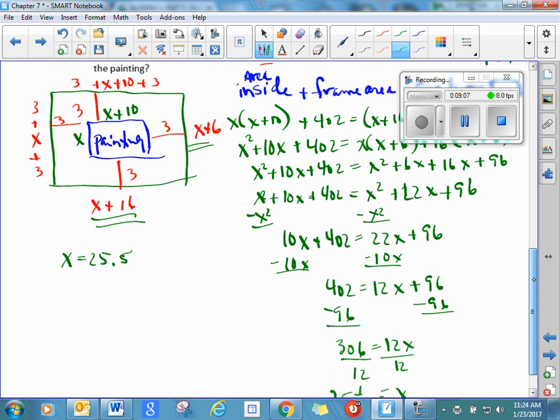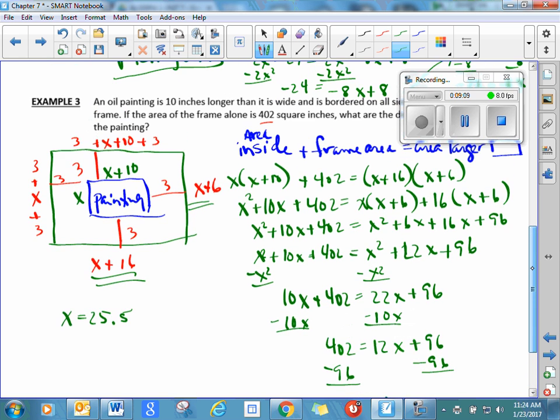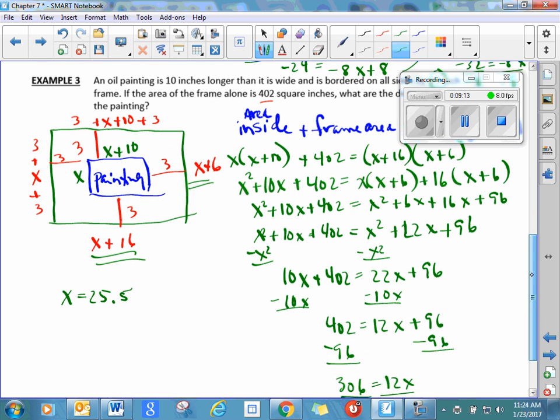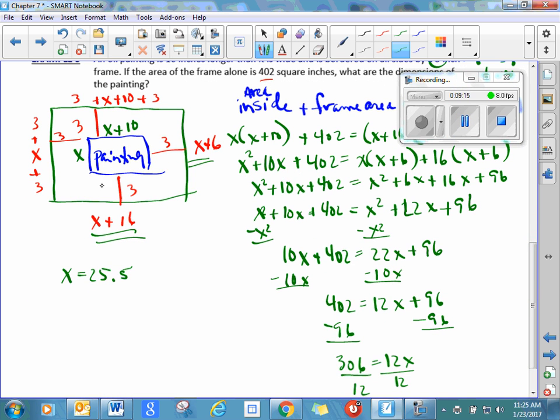So let's go back up and see. I've been working so long I don't even remember what they asked me for. What are the dimensions of the painting? So I go back to the inner painting. I found the width, and the length is just that plus 10. So 25.5 inches by 35.5 inches, because we add 10 to get the length.